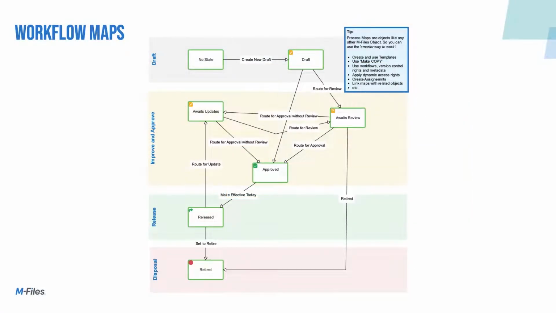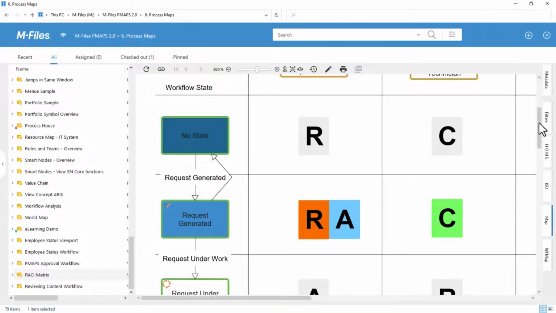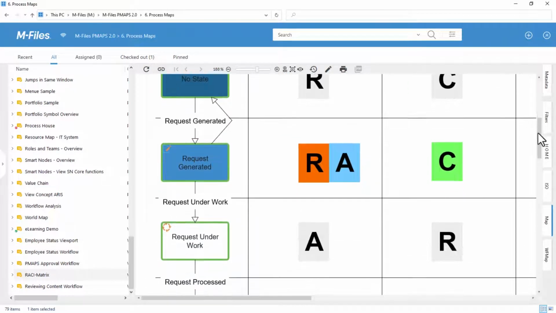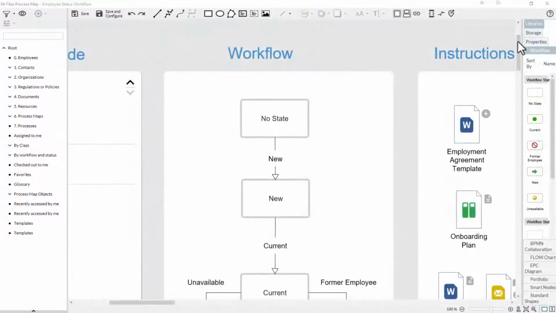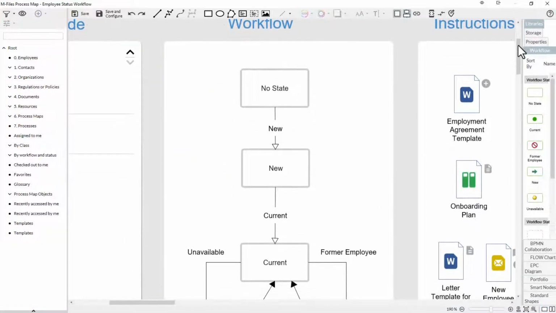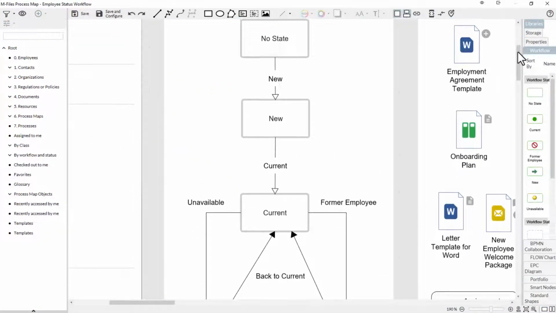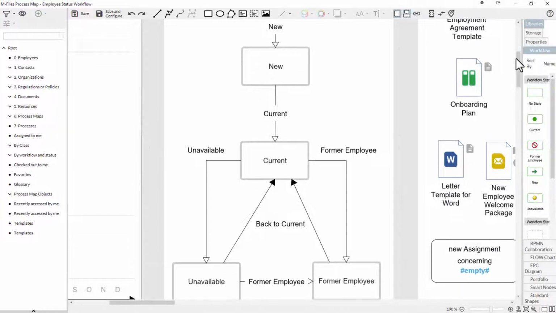Workflow maps are process maps which you can use to replicate the M-Files internal workflows in the design interface of process maps. They enable you to visualize the dynamic processes of M-Files objects and give your user additional information about the individual process steps. It even lets you change the status of an object directly within a map.